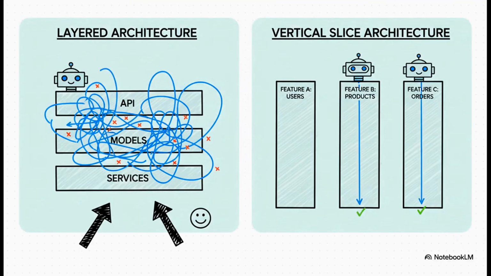Just take a look at this comparison. On the left, that's the classic layered architecture. To make one simple change, the AI has to jump between all those different folders, reading files, searching around, just burning tokens. But look at the right. That's vertical slice architecture. Everything related to one single feature, like, say, users, is right there in one self-contained folder.